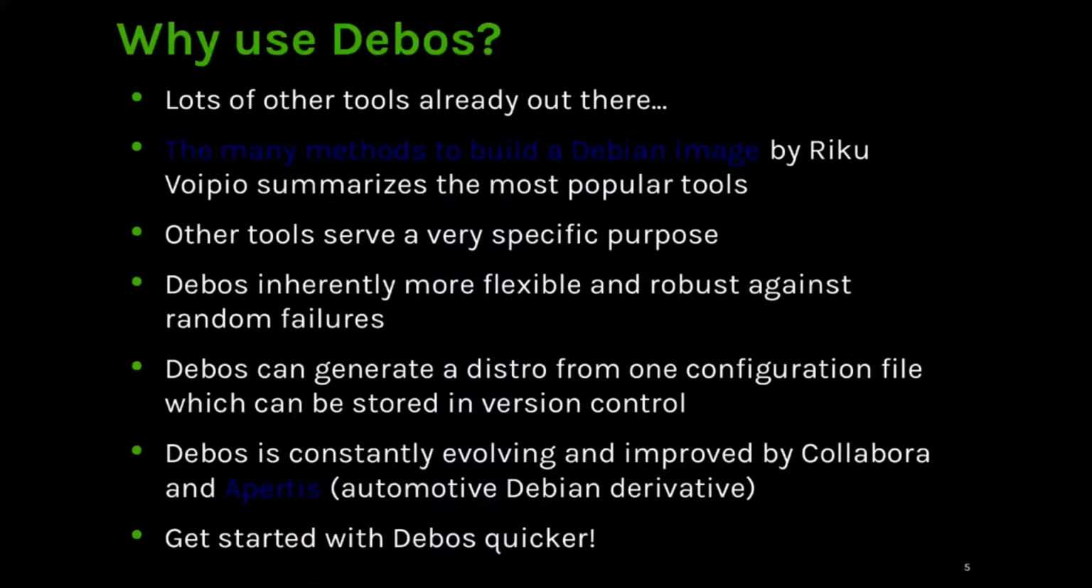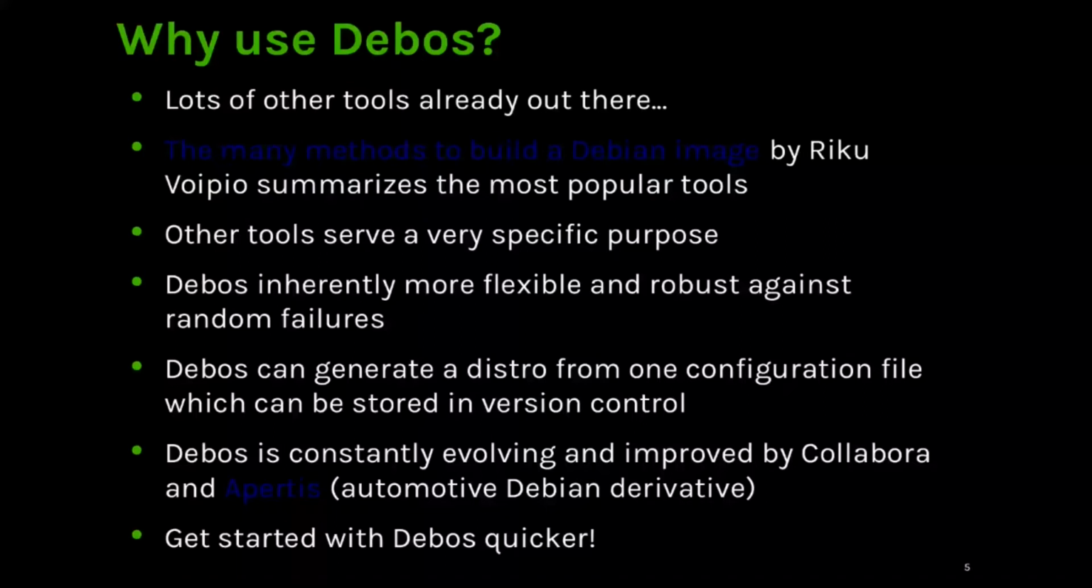But the main thing really here is all the other tools serve their own individual specific purposes, whereas DebOS really was designed to be very, very generic, and it can be used in lots of different situations. So at Collabora, we're using DebOS for lots of our projects, including Apertis, which is a Debian derivative designed for use in the automotive space. And basically from that project, we're continuously upgrading and fixing DebOS and letting it do new things.